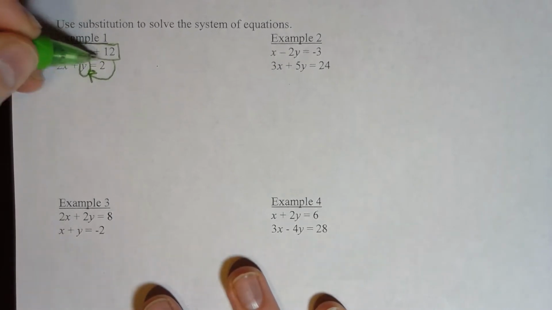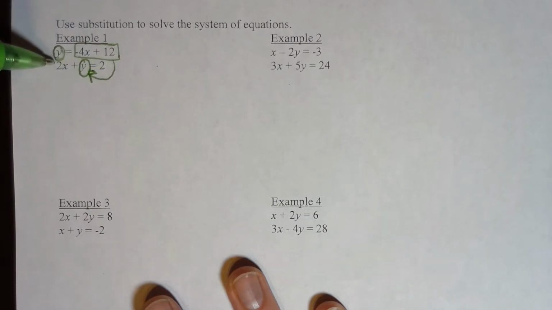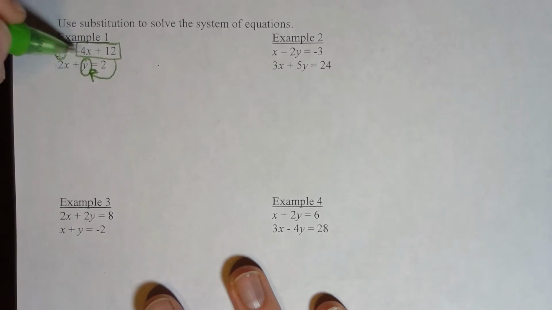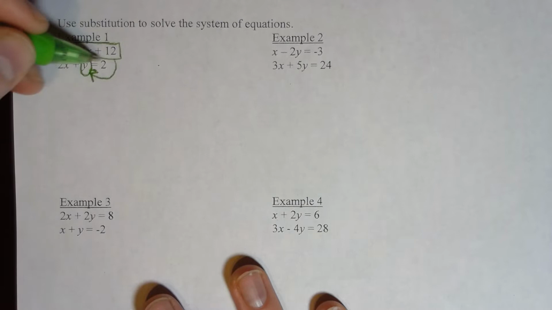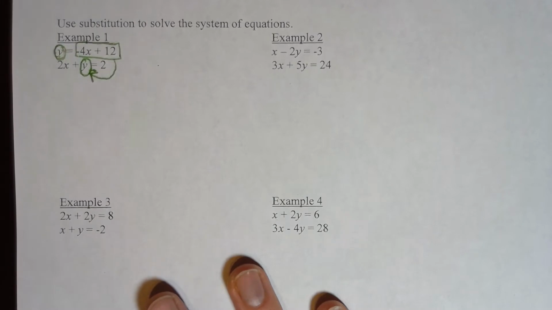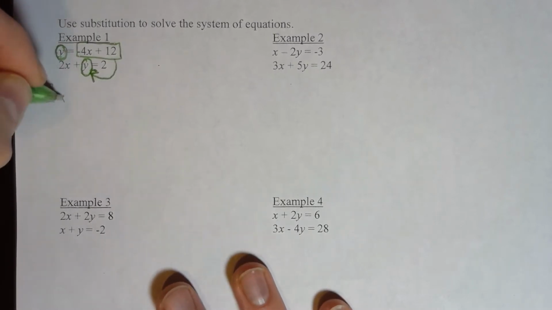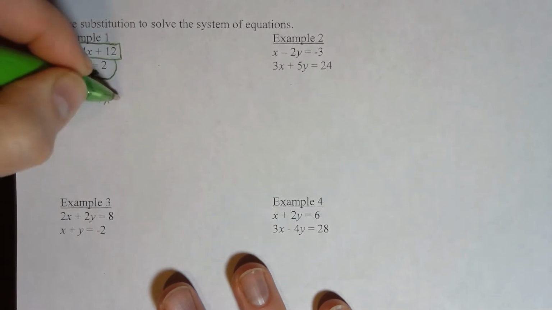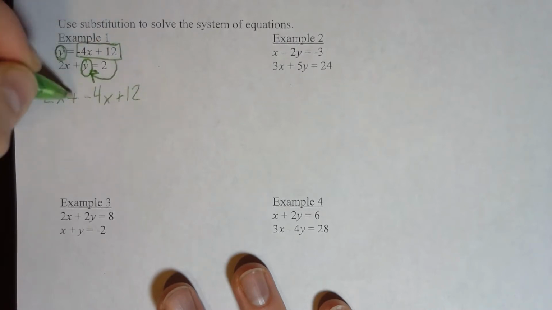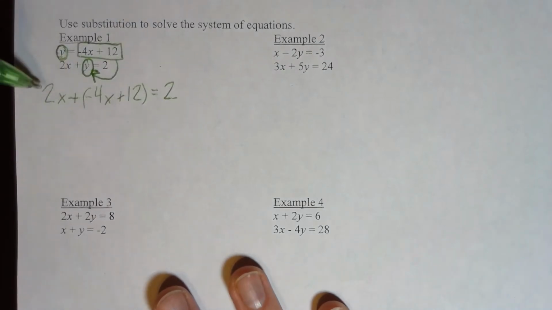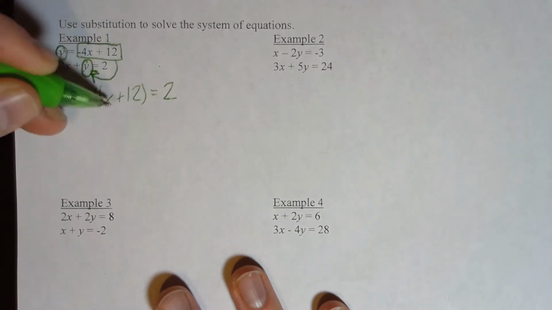And now I'm going to write this equation exactly how it is, except instead of writing y, I'm going to write my definition of y, because we're saying that this is what y is. It's just another way of writing it. So instead of writing it as the variable y, we're going to write it this way instead. And what do I have? I've got 2x plus, what is y? Well, it's negative 4x plus 12. And this still equals 2. So notice that this is this exact equation, except instead of writing y, I wrote what y is.